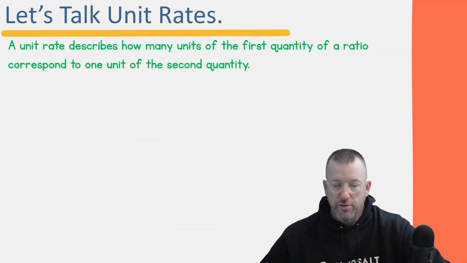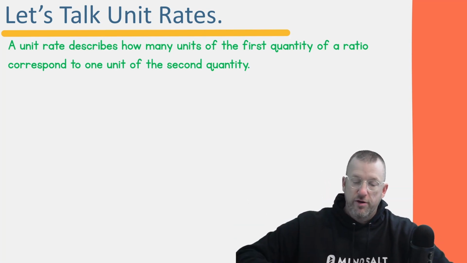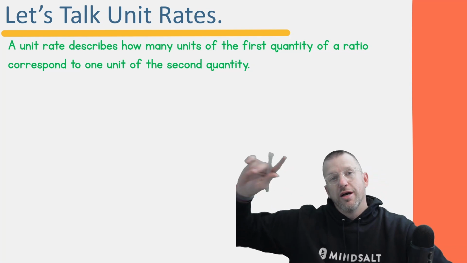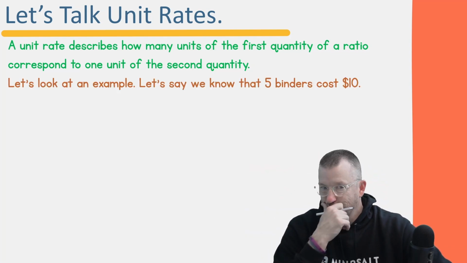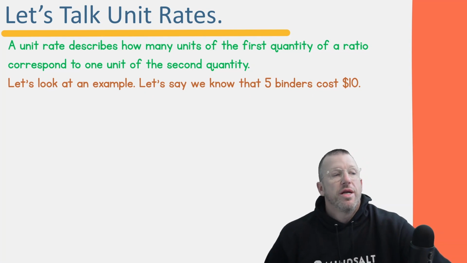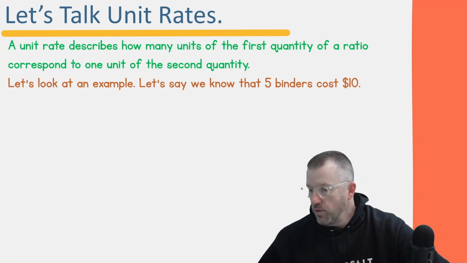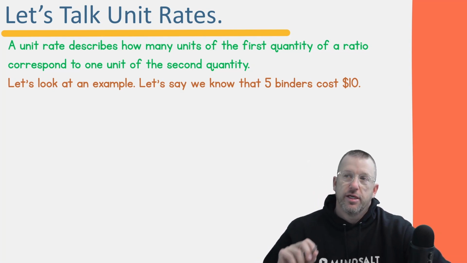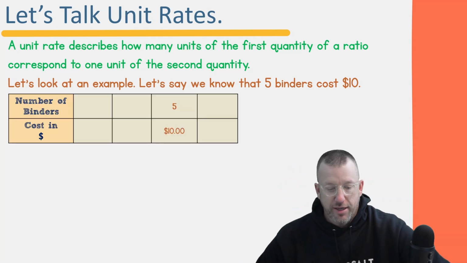All right, so let's talk unit rates. A unit rate describes how many units of the first quantity of a ratio correspond to 1 unit of another quantity of the ratio. So let's look at an example, okay? Let's say we know that 5 binders cost $10. You're walking into Walmart, any store in the country that sells binders, and you see a sign that says $10 for 5 binders.